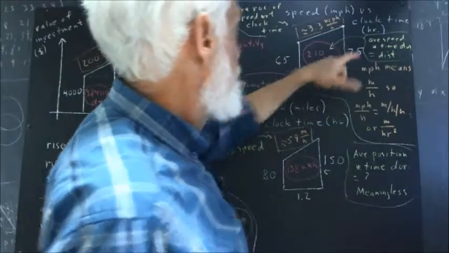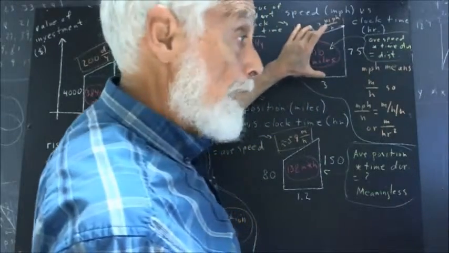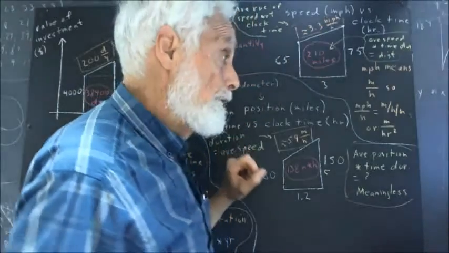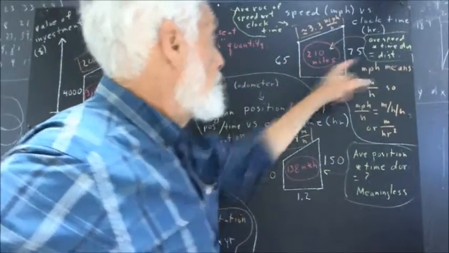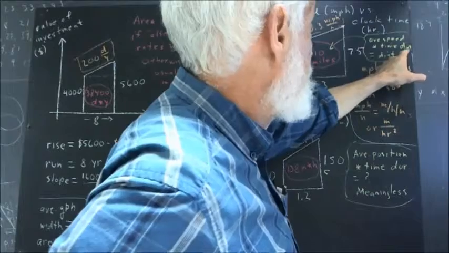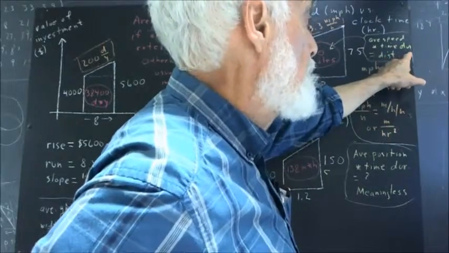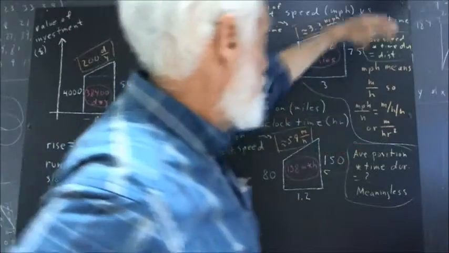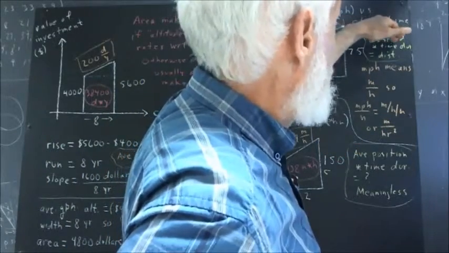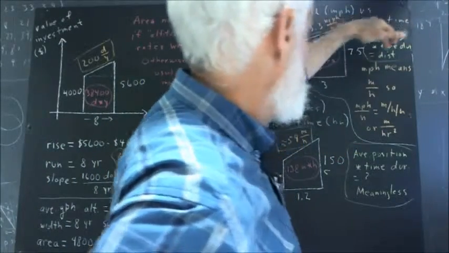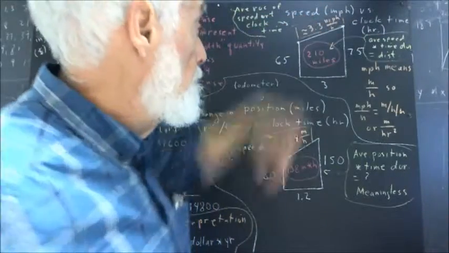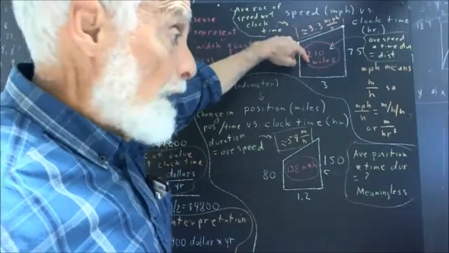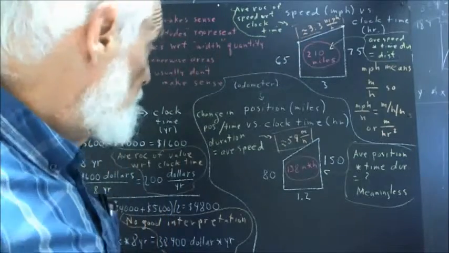This is the average speed, which is the average altitude. The altitudes represent speeds, so the average altitude represents average speed, multiplied by the time duration. The DUR is supposed to stand for duration, and that got cut off at the edge of the board. In any case, the average speed times how long it lasts, the time duration, gives us the distance, which is 210 miles. So both these quantities have meaningful interpretations.